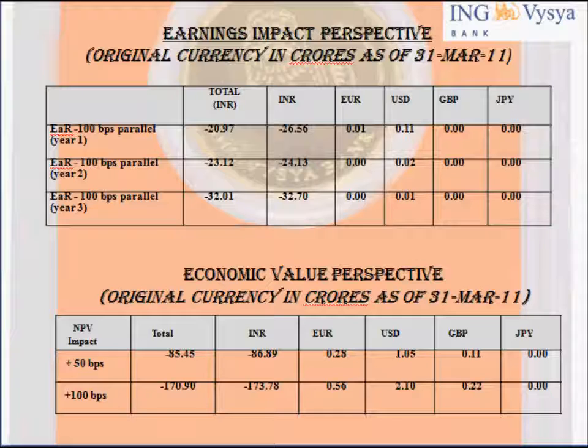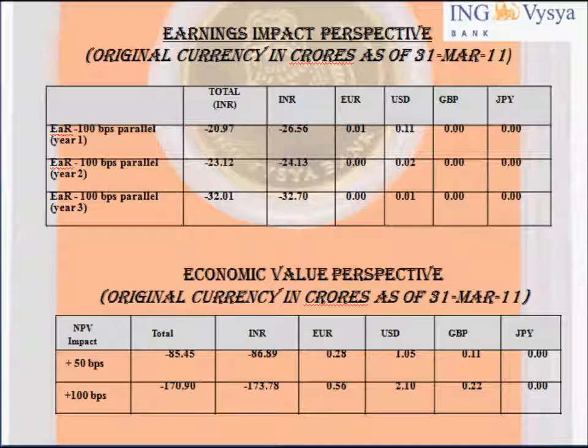Now, for the economic value perspective, the NAV impact for 50 basis points: the total was minus 85.45. For rupees it was minus 86.89, for euro 0.28, for USD 1.05, for sterling 0.11, and for Japanese yen zero.